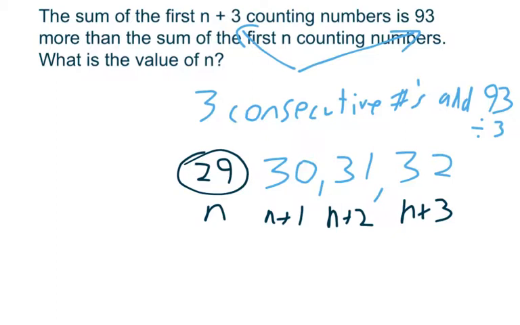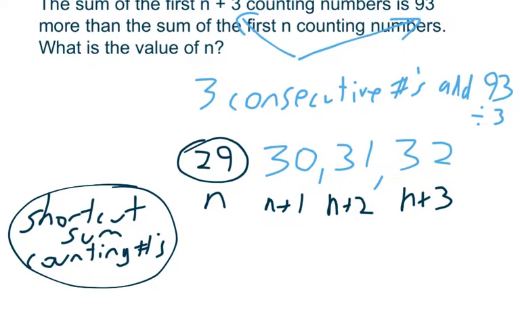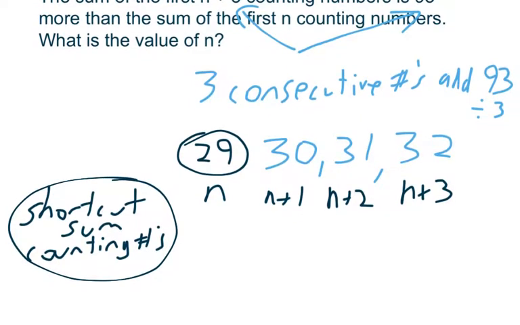Let's prove it, because let's say you're trying this question and you're not sure if that's the right way to do it. Let's prove that that works. And here's a little shortcut that'll show you the actual sum. Shortcut for the sum of counting numbers. I really like this shortcut. All you need to do is find the first and the last. So the first number is 1.